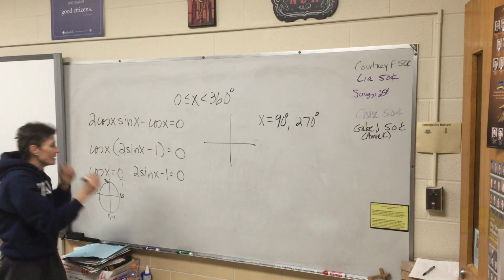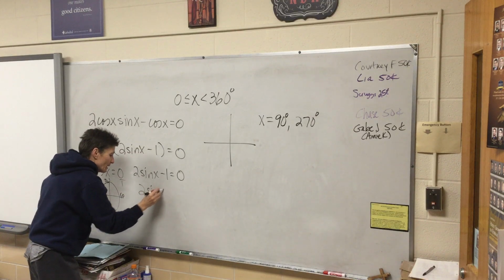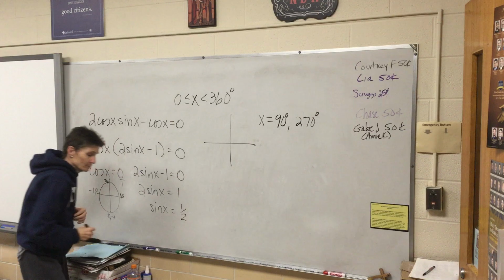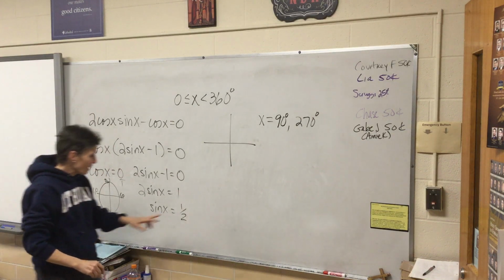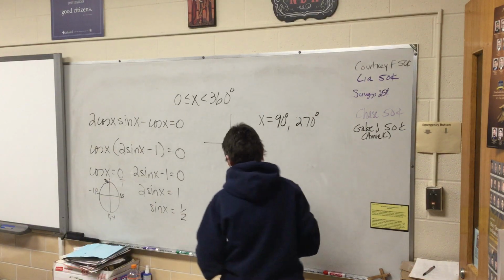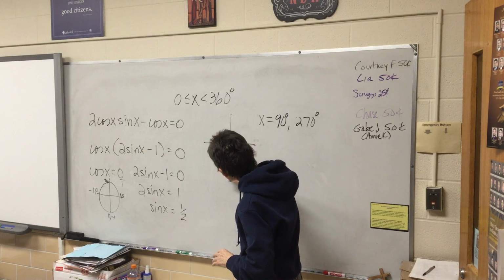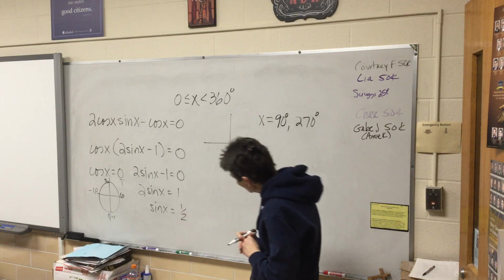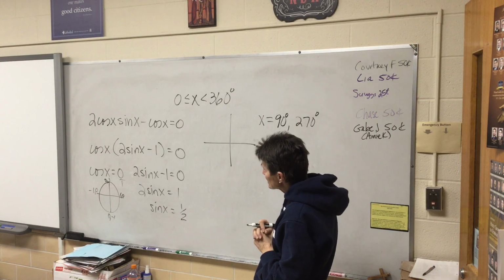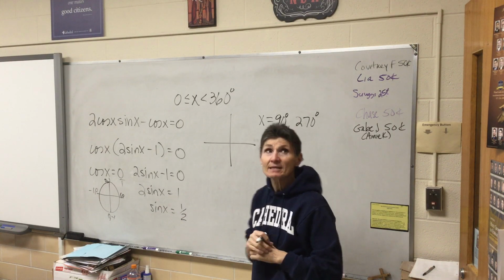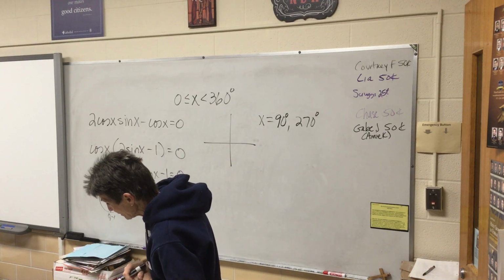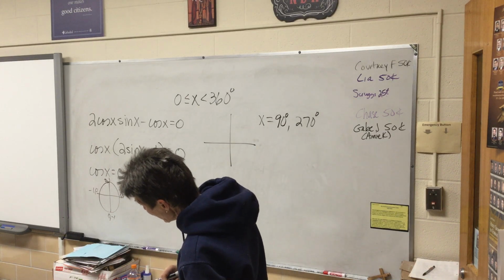Add the 1. Yes, thank you. Add the 1 and divide by 2. Now, we're going to look at a triangle here. We're thinking about all the way around. Where could I have a triangle that the sine is positive 1/2? Where could that happen, that the sine was positive 1/2?